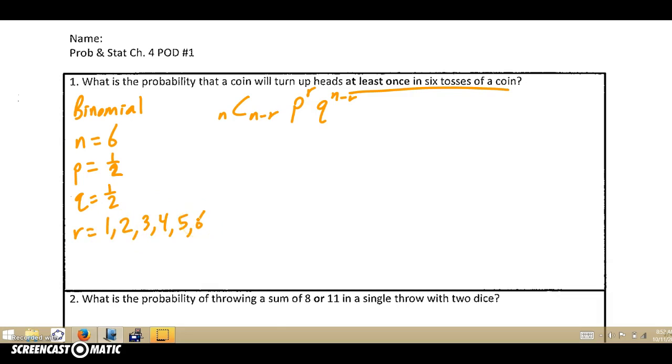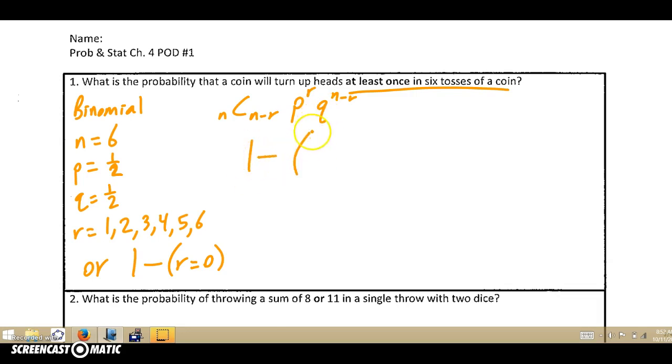But do I really want to do it 6 times? Nah. So I'm going to take the other option. Always take the shorter option. I'm going to do 1 minus the other event. What if R is 0? Make sure, though, that you do 1 minus. Otherwise, you'll mess this up. So let's just do R equals 0 and then subtract it from 1.